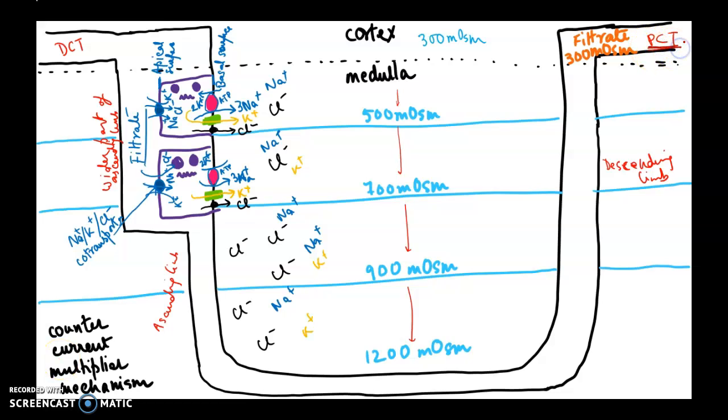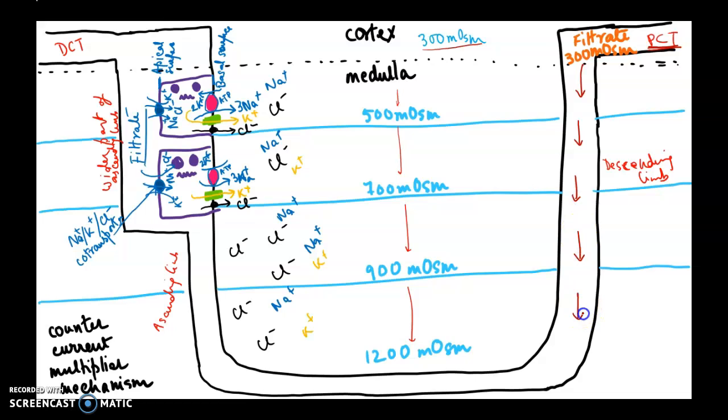Proximal convoluted tubule. In the proximal convoluted tubule, the filtrate is at 300 milliosmoles, which is isotonic to the blood osmolality. The cortex is also at 300 milliosmoles. This filtrate will come down the descending limb.